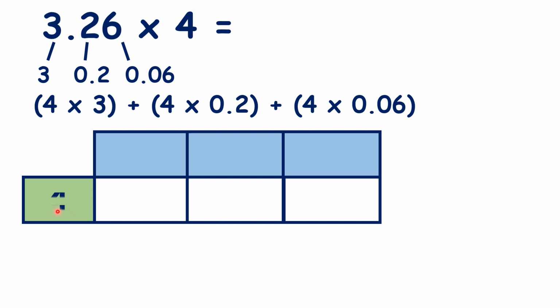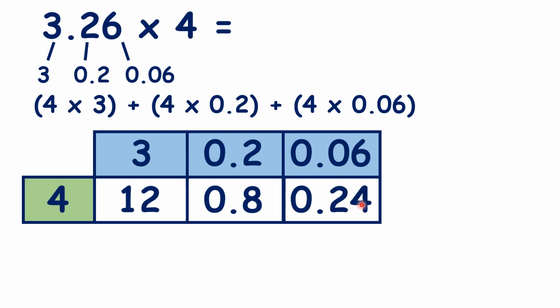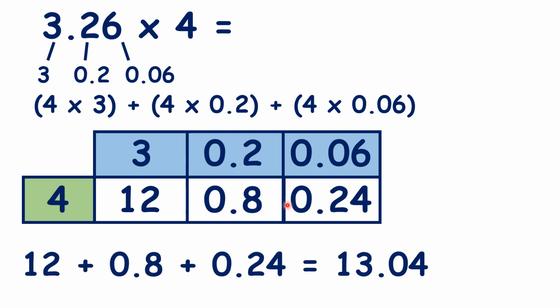So we write the 4 on the left of our grid, then the partitioned numbers at the top. 4 times 3 is 12. 4 times 0.2 is 0.8. And 4 times 0.06 is 0.24. Adding these numbers together, and you'll need to use column addition for this, though I haven't done here, gives us our answer, 13.04.